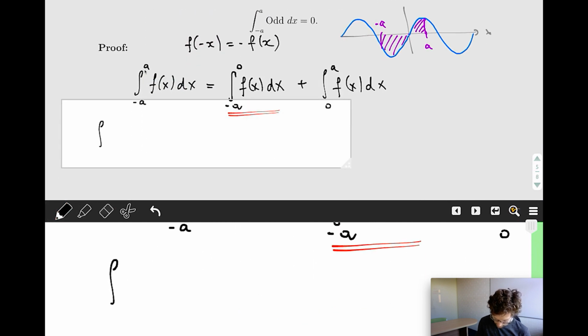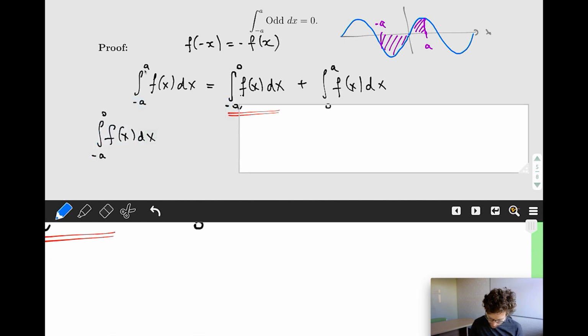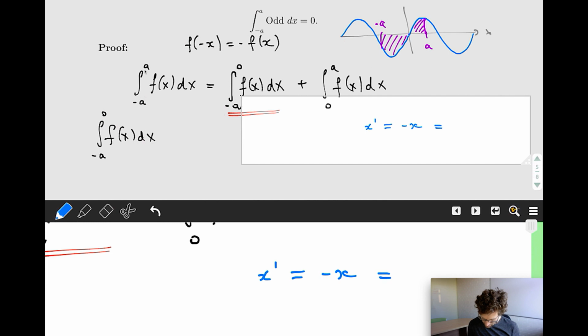So the integral from minus a to 0, I'm going to do a substitution. I'm going to introduce a new variable of integration. And that variable of integration is going to be x prime, we'll call it, which is equal to minus x. Now, what that does is it means that dx will become minus dx prime.